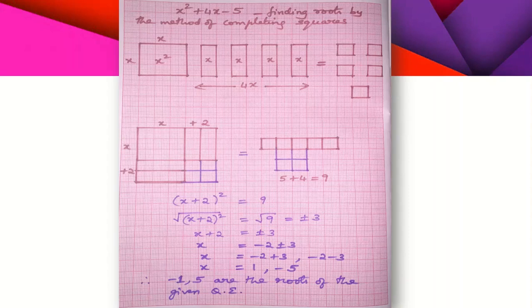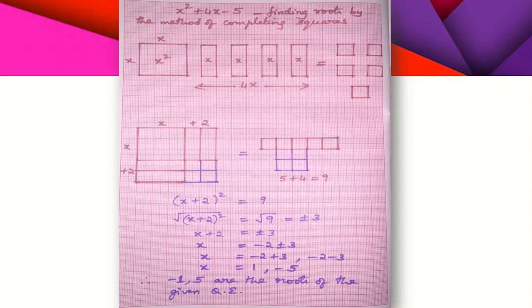On right hand side, already 5 unit squares are there. 4 more unit squares have been added. So 5 plus 4 will give you 9. Now by taking square root on both these sides, we get x plus 2 equals to plus or minus 3. Root 9 is plus or minus 3.